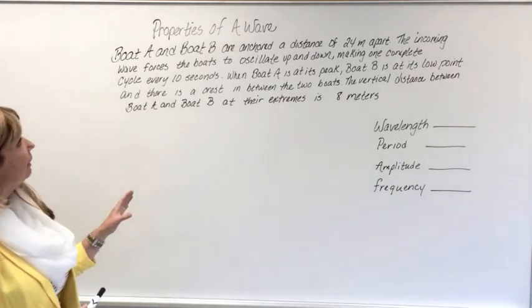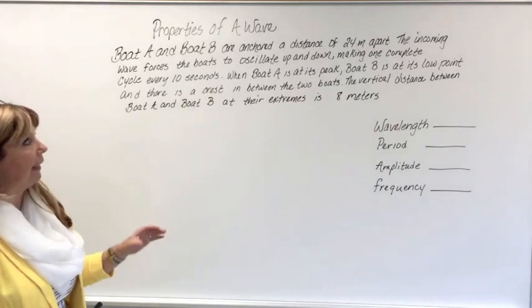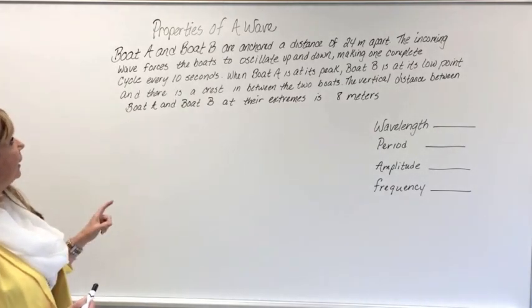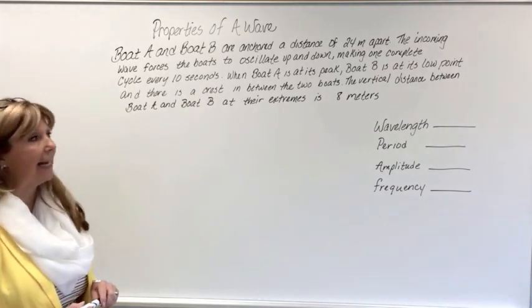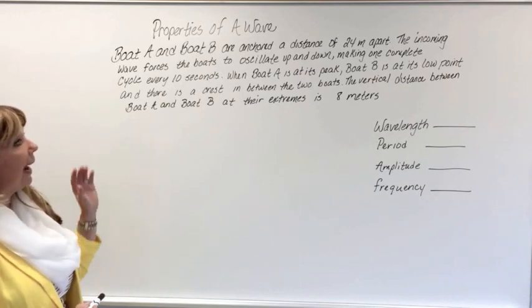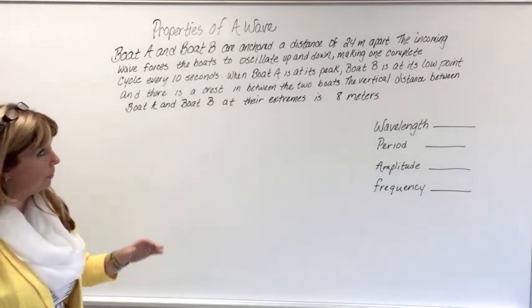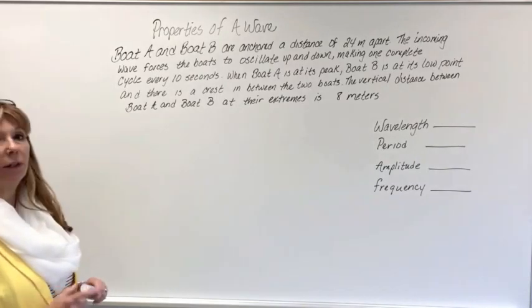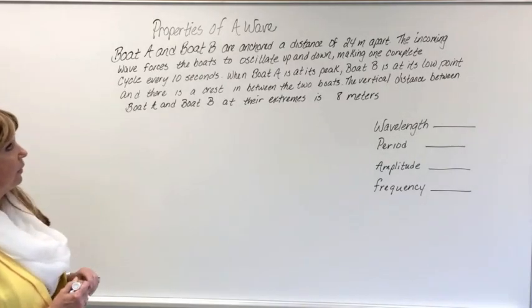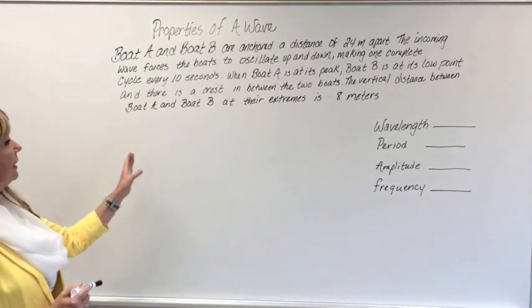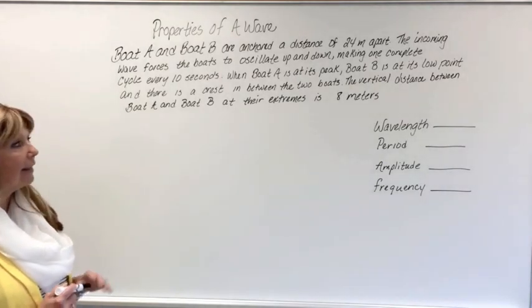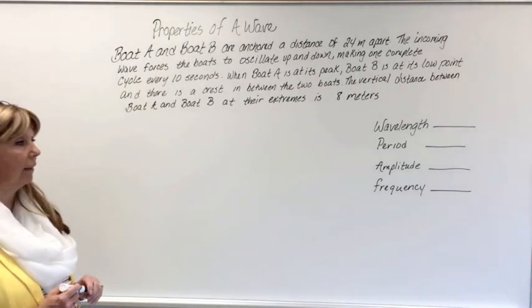The incoming wave forces the boats to oscillate or go up and down, making one complete cycle every 10 seconds. When boat A is at its peak, boat B is at its low point, and there's one crest in between the two boats. The vertical distance between boat A and B at their extremes is 8 meters.